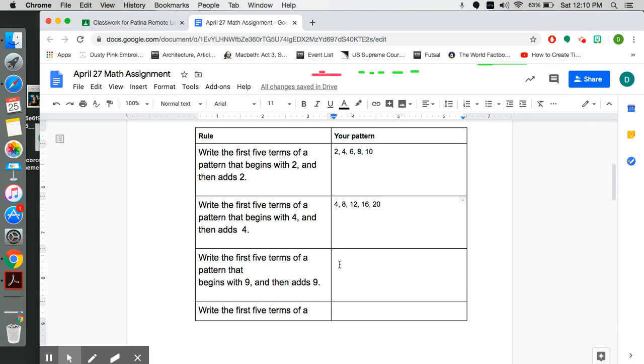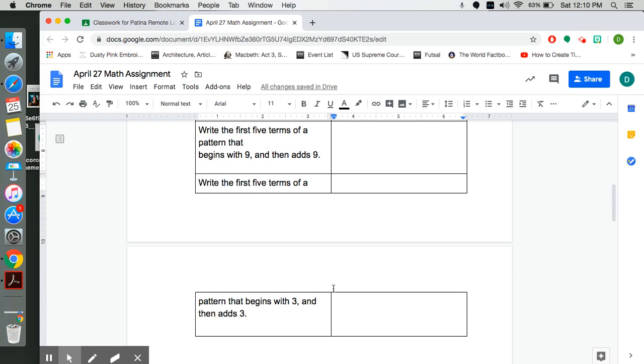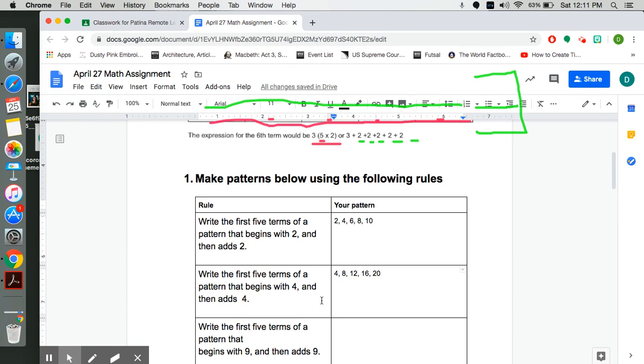So I'm not going to do the next 2. I want you to try to do those ones on your own. This one begins with a 9, and you add 9 every time. This one begins with a 3, and then adds 3 every single time. So that is how you would do writing your own patterns.